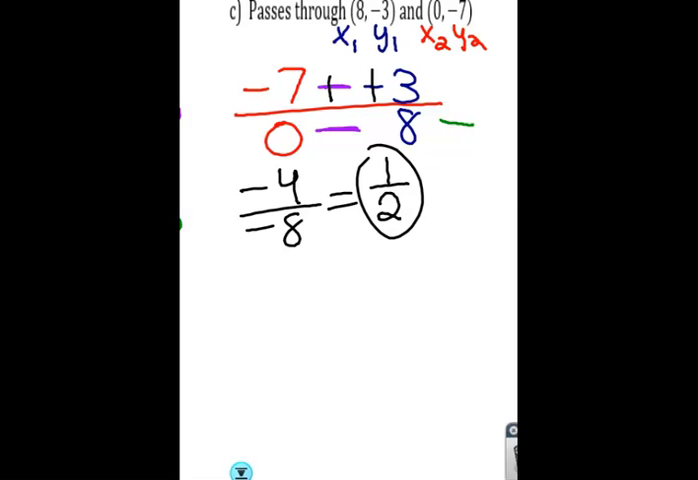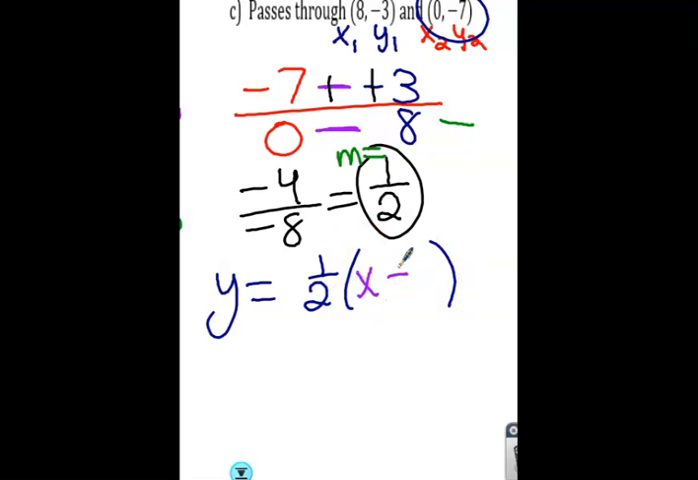All right, so we have the slope of 1/2. So now we're going to plug it in as that is m. Again, it does not matter what point you pick, so pick the one that's easier. So I'm going to pick this one because it's a 0. So I've got y equals 1/2 times x minus, well, it's 0. And I'm going to plug in -7.